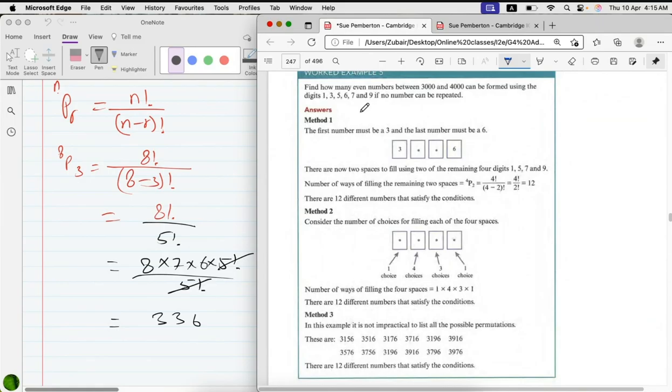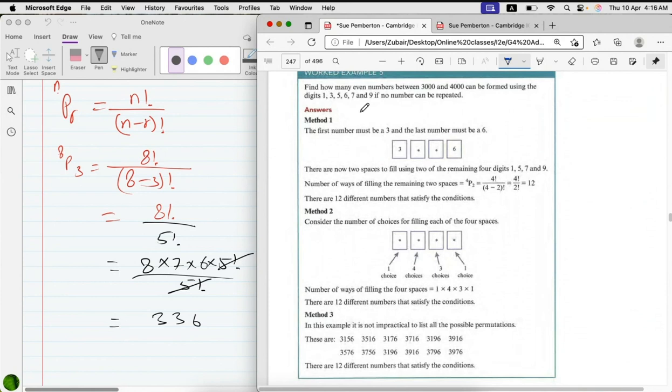Second thing, it has to be between 3000 and 4000. If I put 1 in first, that will actually be 1000 something. That is outside the given range. If I put 5, that will be more than 4000. So 3 and 6 are fixed.